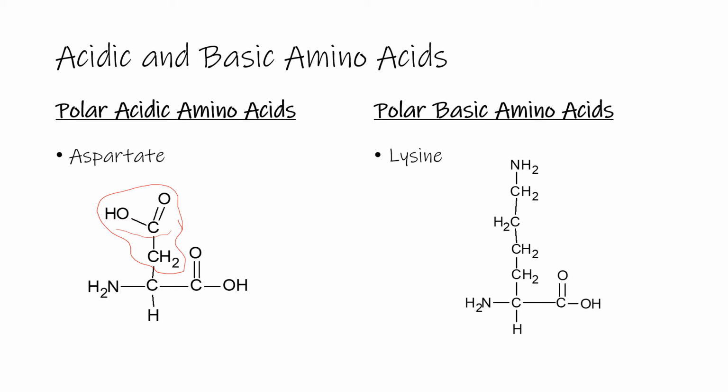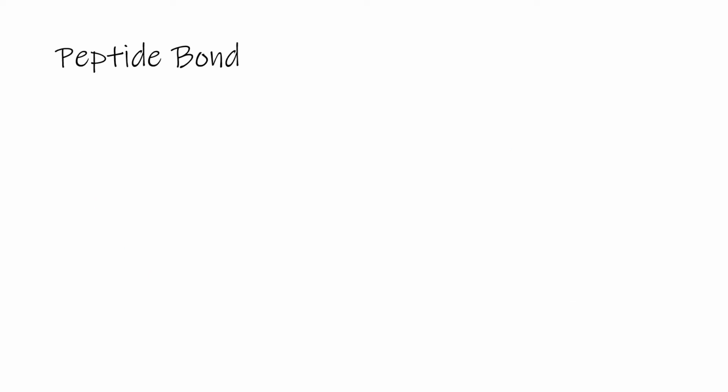And then lysine over here is our polar basic amino acid. I'm going to circle this, and you can tell at the top you have that amine group, which makes it a basic amino acid. But then the parts that I did not circle, again, have that conserved region. It's the same between all of them.